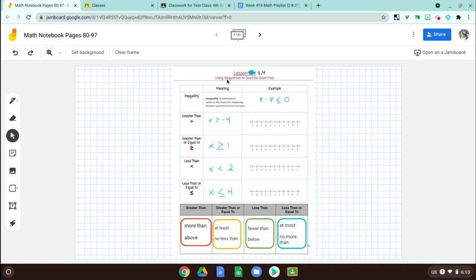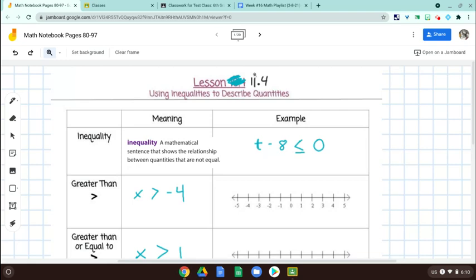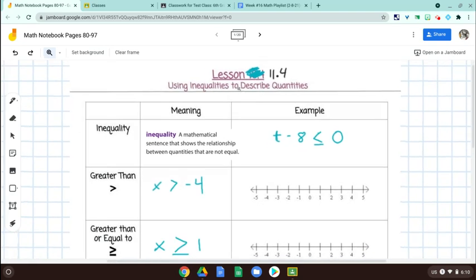We're on page 80 in our math notebook, and we're looking at lesson 11.4, using inequalities to describe quantities. Now, I realize that there was a mistake here, and it does say lesson 10.4. You may notice that in the Go Math book, there is no lesson 10.4. There was a typo there. Cross it out. We're actually in lesson 11.4.